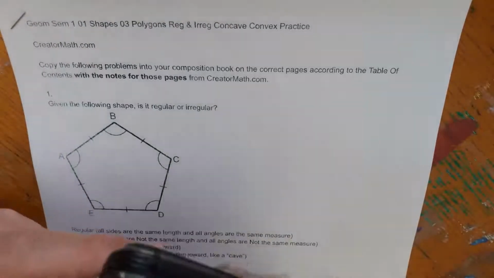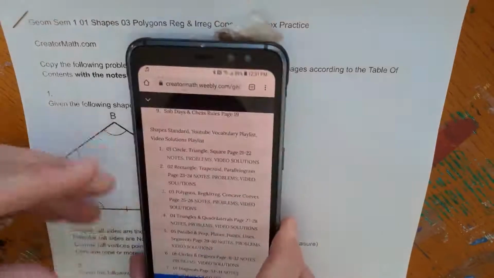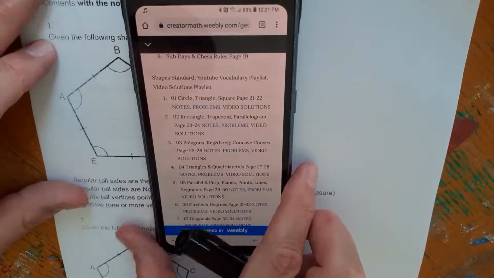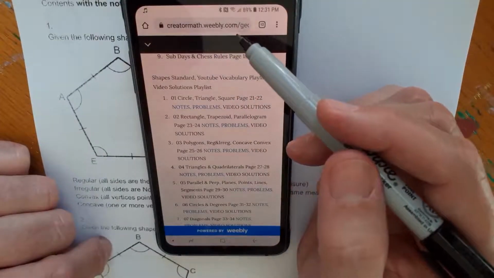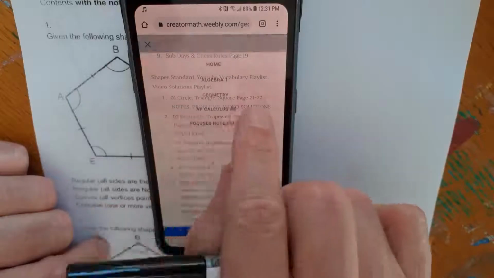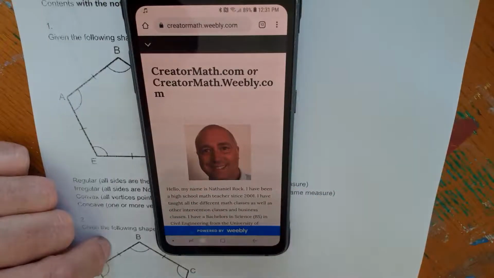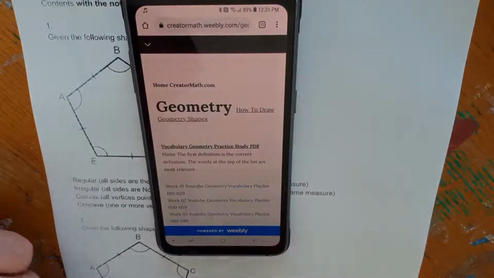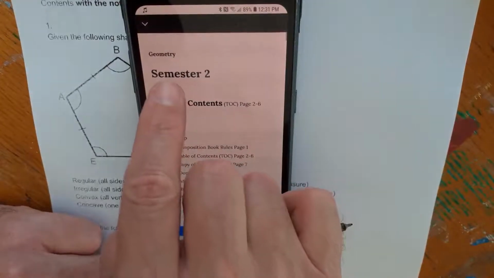And just to model that for you, let's go here. Where are we? There we are. So you might have to do creatormath.weebly.com into Google to find it. Once you get there, it should look like the home page like this. All right, once you get to the home page, we want to go to Geometry. All the notes are on Geometry. Pass by the vocabulary, that comes first, and then find the right semester.